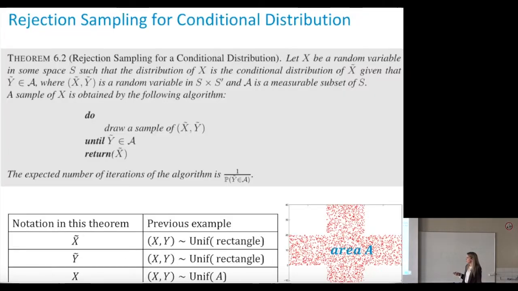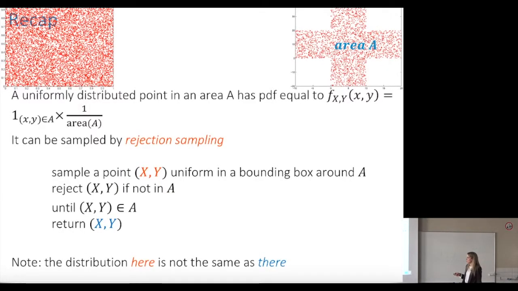If y tilde belongs in A. So here we check if x comma y, because this is y tilde, belongs in A. If it's not in A, we reject and we repeat. Otherwise, we keep it and we return it. Okay, so this is rejection sampling.